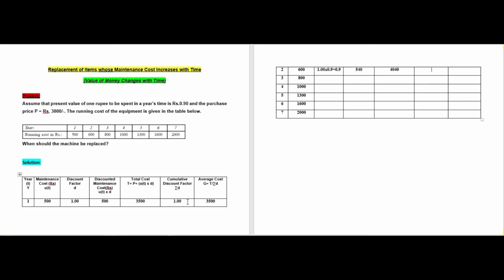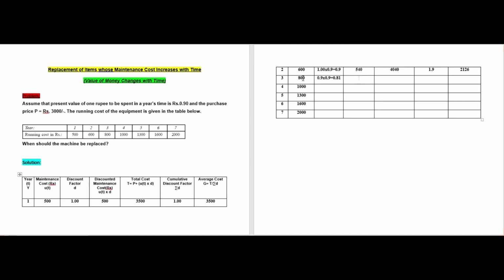The cumulative discount factor equals the cumulative discount factor in the previous year plus the discount factor in the present year. So 1.00 plus 0.9 becomes 1.9, and the average cost equals 4040 divided by 1.9, which becomes 2126. For the third year the maintenance cost is 800 rupees, and the discount factor is the previous year's discount factor into the common discount factor 0.9, which is 0.81.